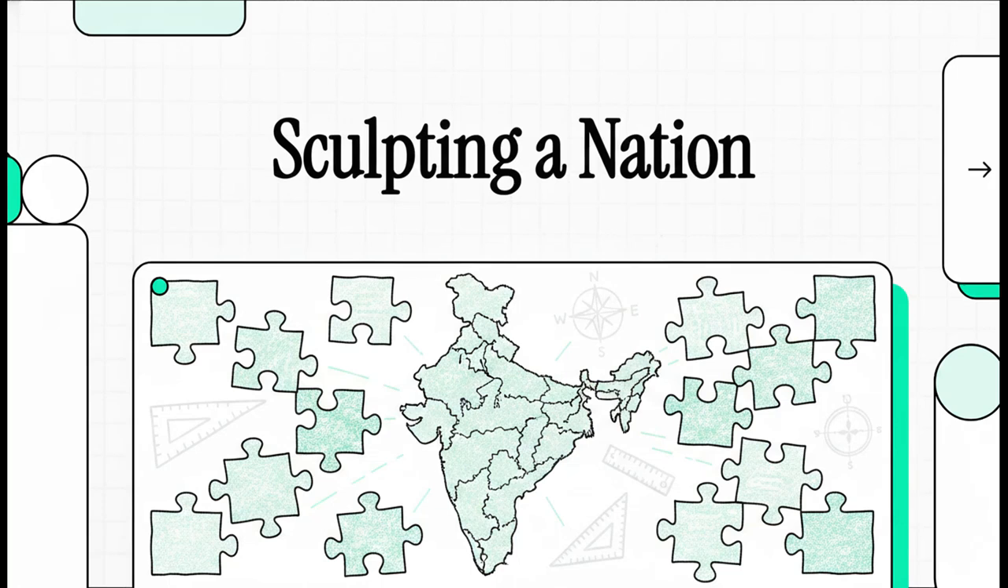Welcome to This Explainer. Today, we're diving right into the absolutely fascinating 70-year story of how India's map was sculpted. We're going to explore exactly how this incredibly diverse nation transitioned from a massive, fragmented post-independence puzzle into the dynamic, living borders we know today.